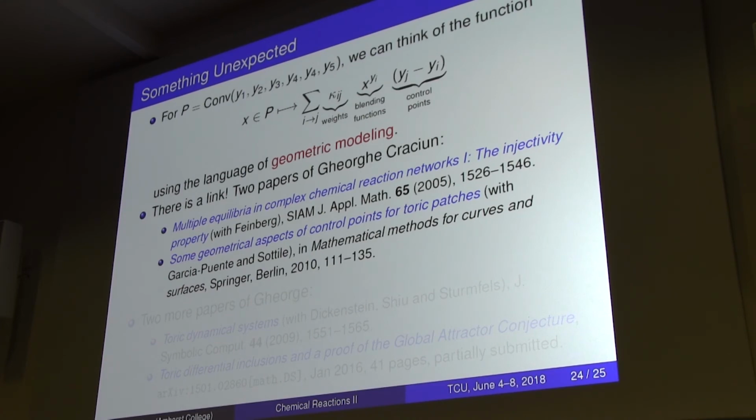Then a few years later, George with Luis and Frank did a paper on geometrical aspects of control points for toric patches. And one of the things they asked is, is this map injective? Because the idea is that when you have some funky control points, the map might be one-to-one, it might not be. And it turns out that one of the references for this paper is the work with Feinberg. And so there really is a link.